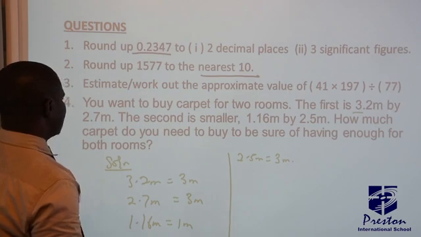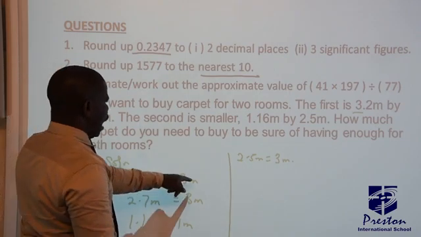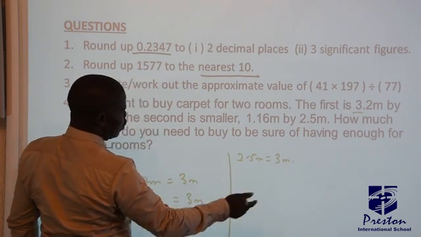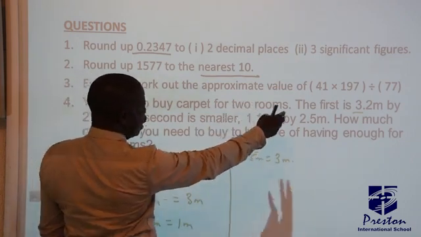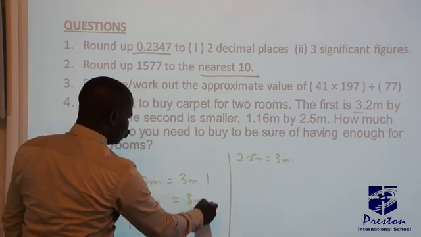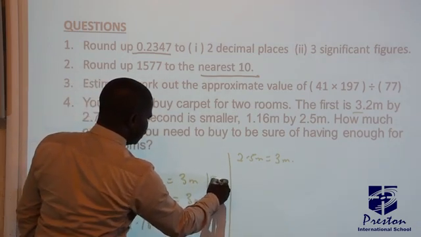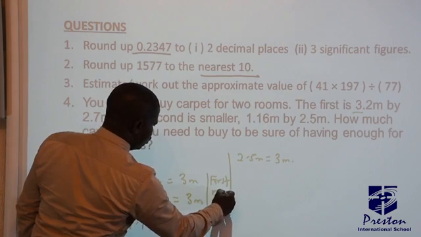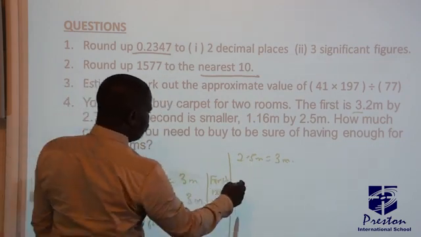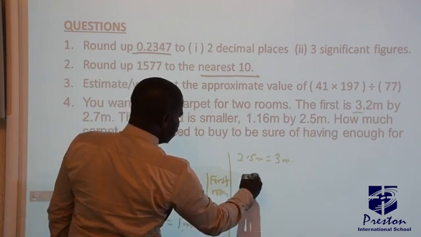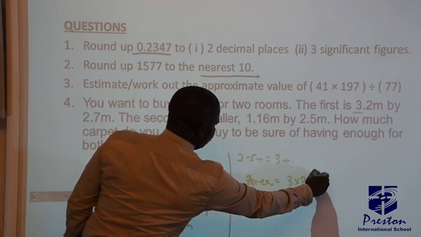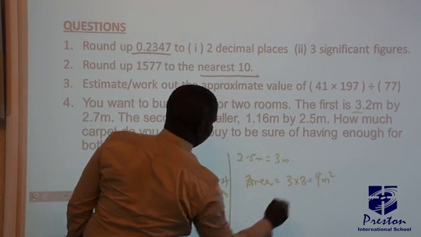So the next one is up down. This one, you now carry out what is called length times breadth. That is the area of the first room and the area of the second room, then you add the 2 together. So this is your first room. Then this one and this one for your second room. So the area of the first room will now be equal to 3 times 3, that will be equal to 9 meters square.